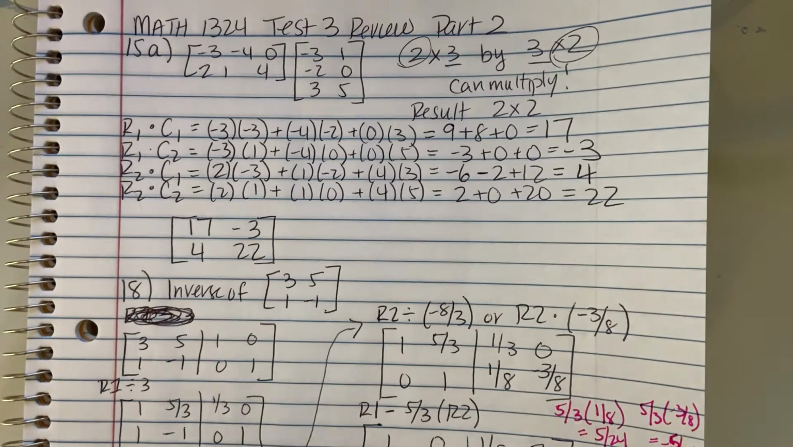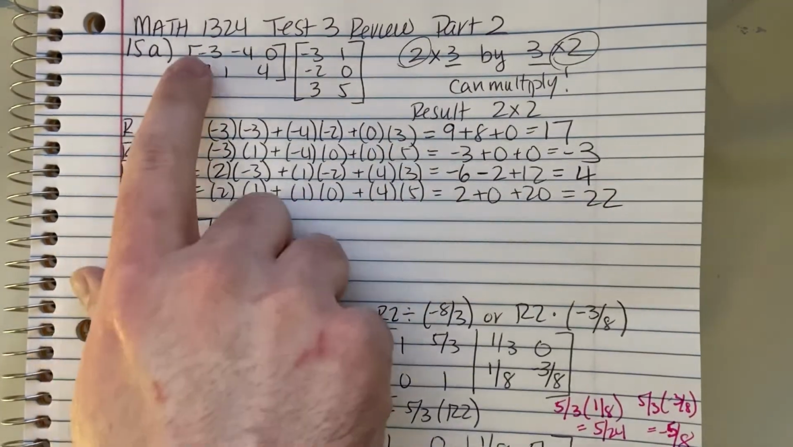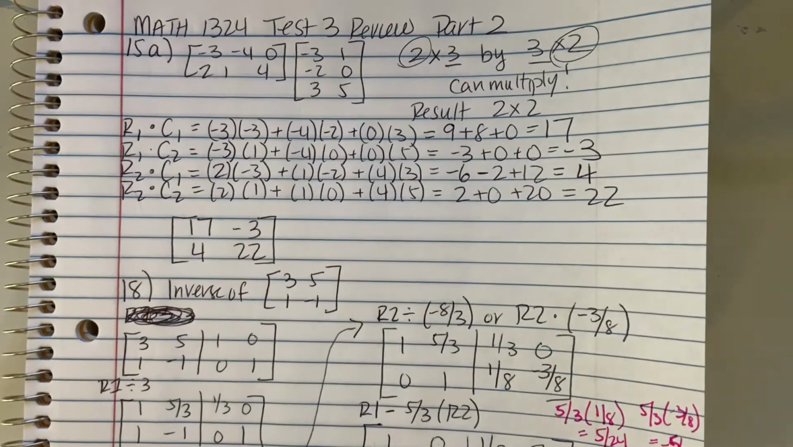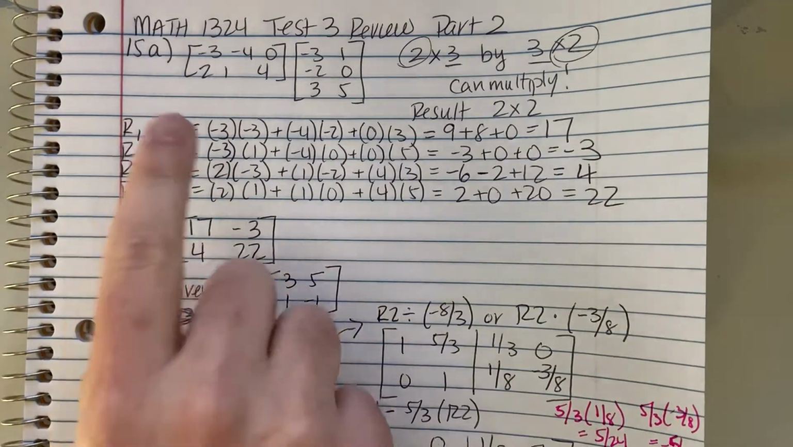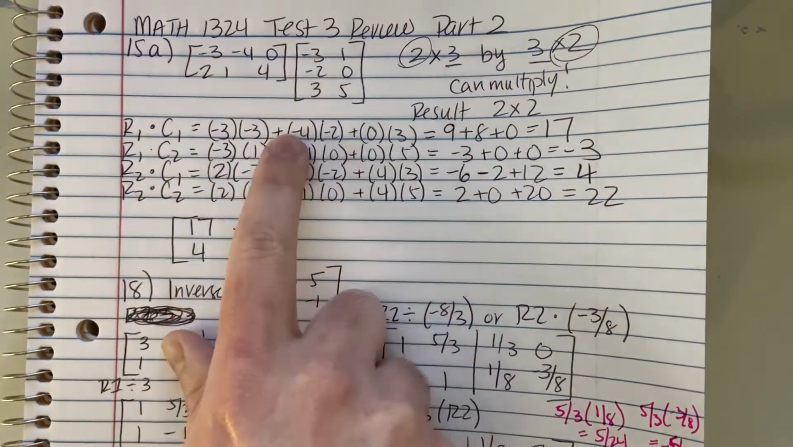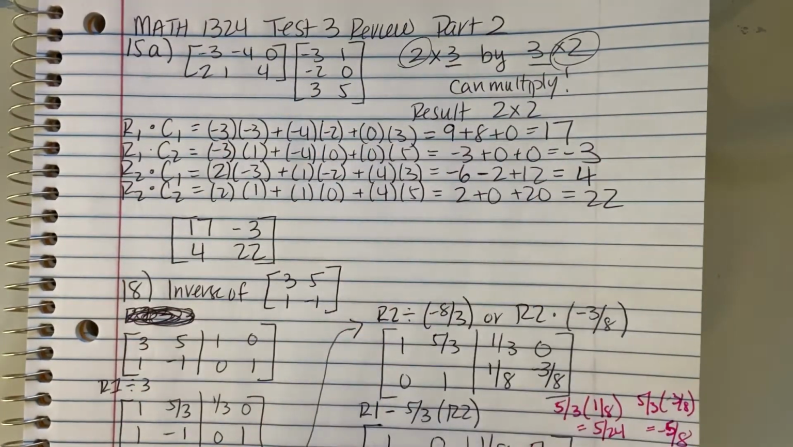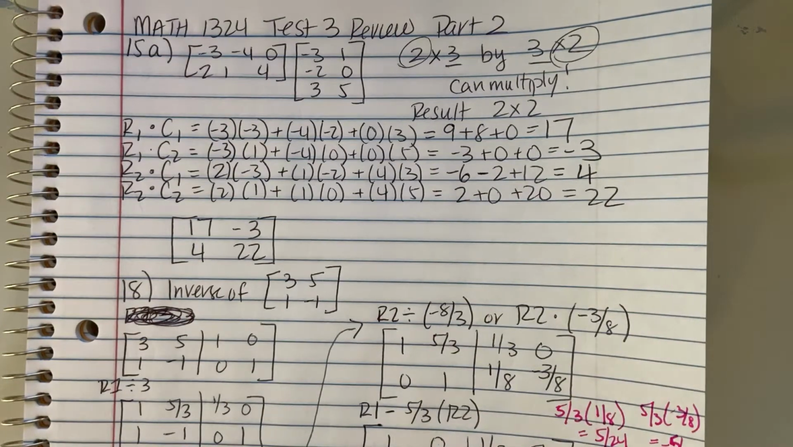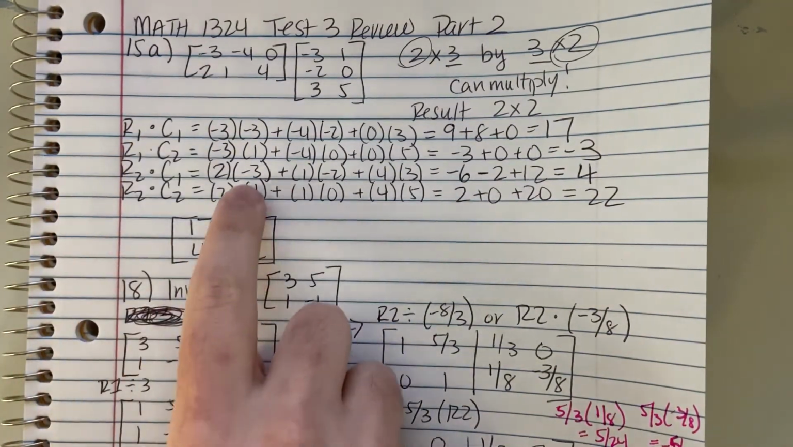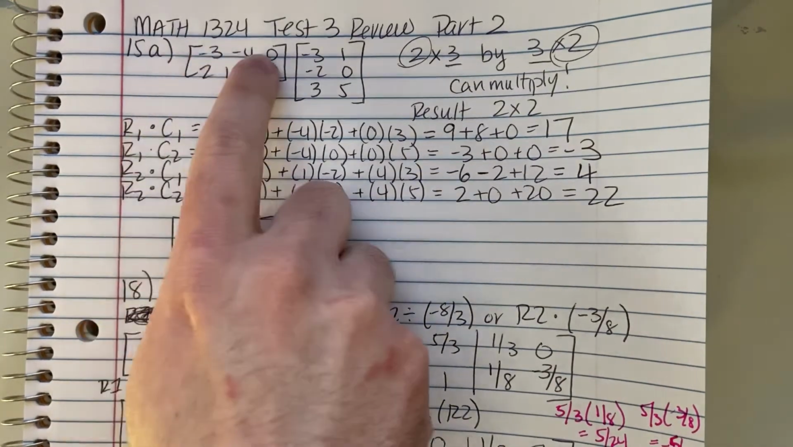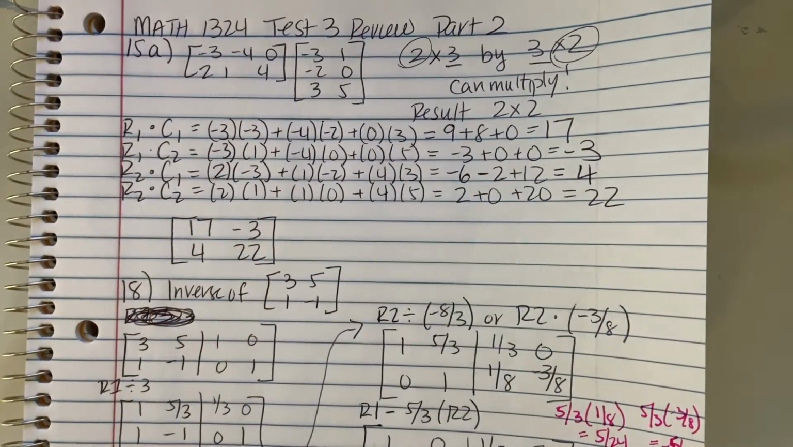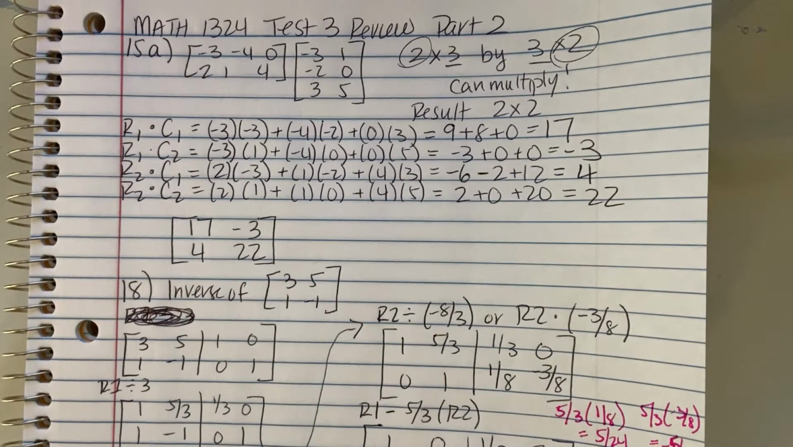So to get your first term of your 2 by 2 answer, you have to take row 1 times column 1, and you multiply each piece and add them together. So -3 times -3, -4 times -2, and 0 times 3, add them all together. To get the rest of the terms, you repeat this process. For row 1, column 2's term, you multiply row 1 by column 2. So that'd be -3 times 1, plus -4 times 0, plus 0 times 5. Lucky for us, two of those numbers are 0, so it's just -3 times 1, which is -3.